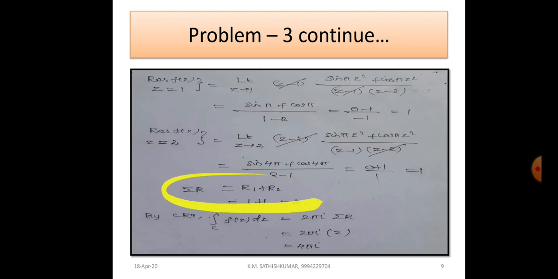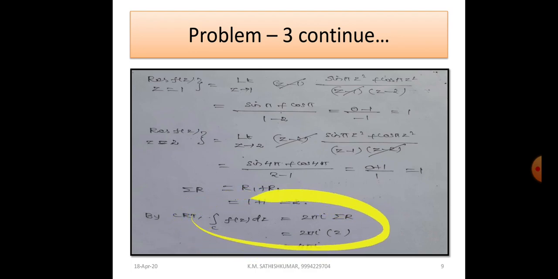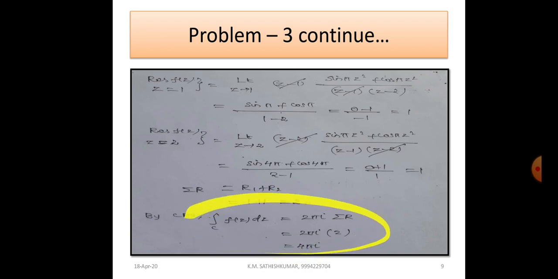So finally we have the sum of the residues, because here we have 2 points lying inside. The first point's answer is 1, the next point's answer is 1. So adding these, we get the sum of the residues, that means sigma r, is 2. So finally the corresponding answer: integral over c of f of z dz is equal to 2 pi i summation r.